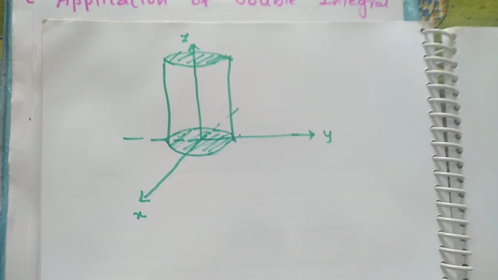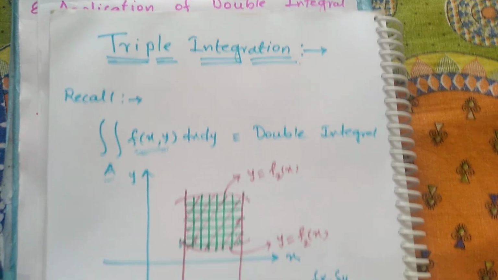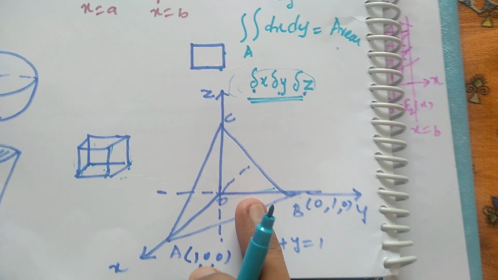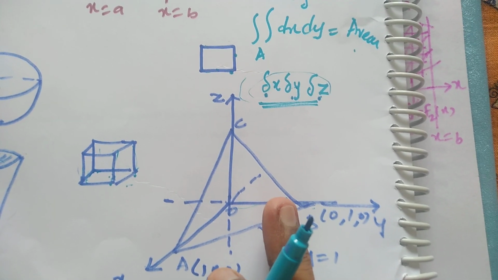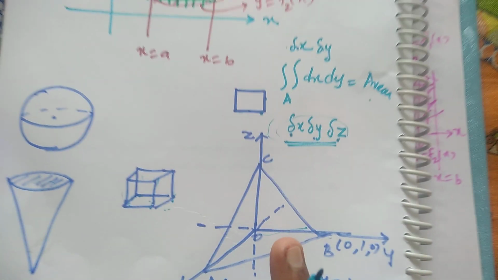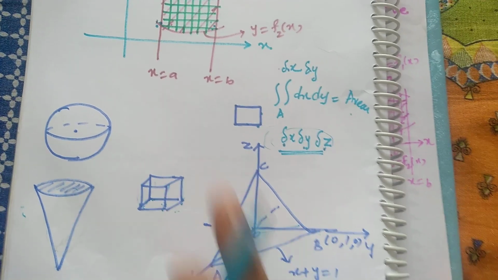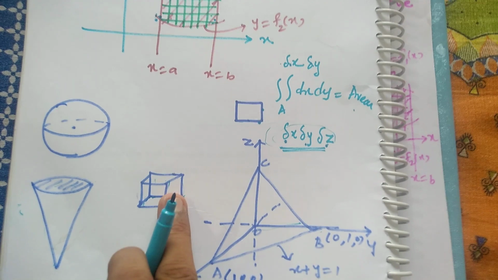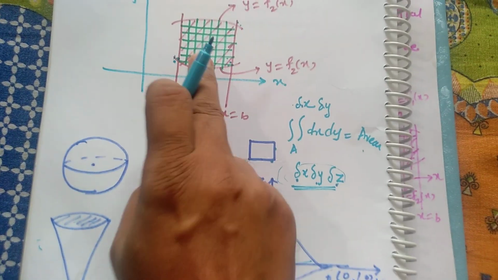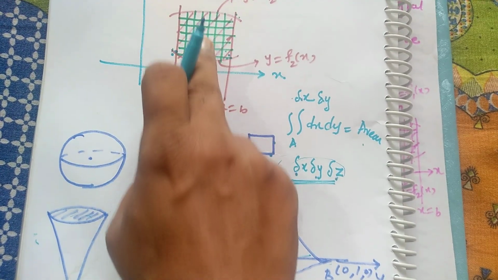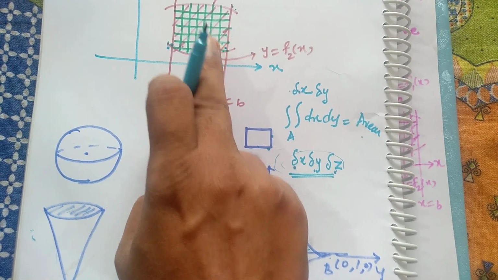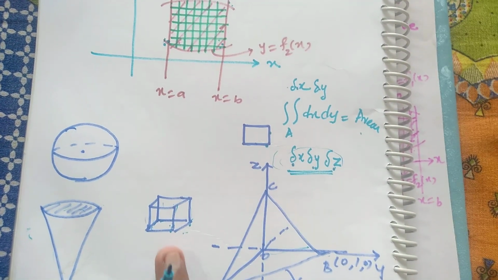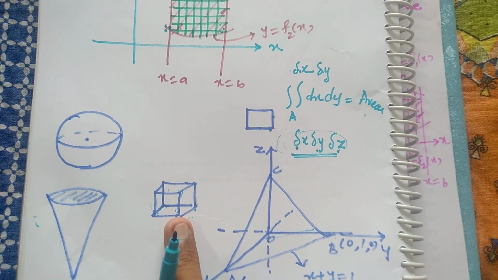So in general, if I give you any arbitrary closed surface and I want to find the volume bounded by it, I have to break this volume into a number of rectangular parallelepipeds, just as I broke the area into a number of rectangles in two dimensions. That rectangle becomes a parallelepiped in three dimensions.